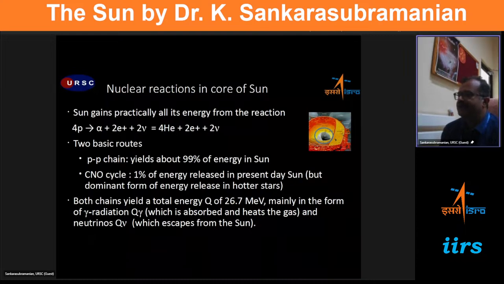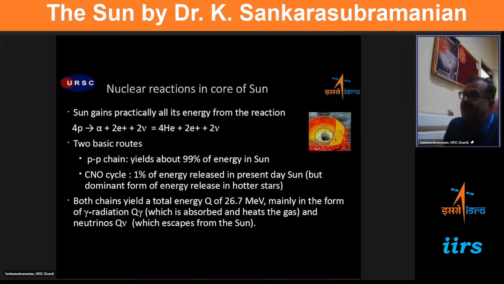And of course, we also get these neutrinos coming from the sun, which don't interact with anything in between and reach the Earth. So neutrinos were used to study the proton-proton reaction rates in the core of the sun, and that is how we confirmed the standard model of the sun.